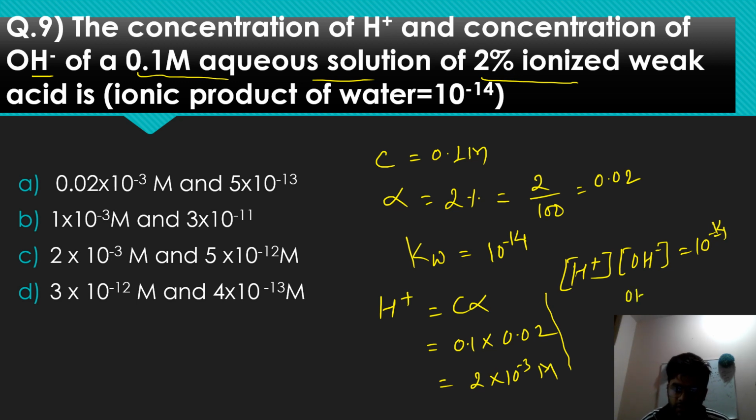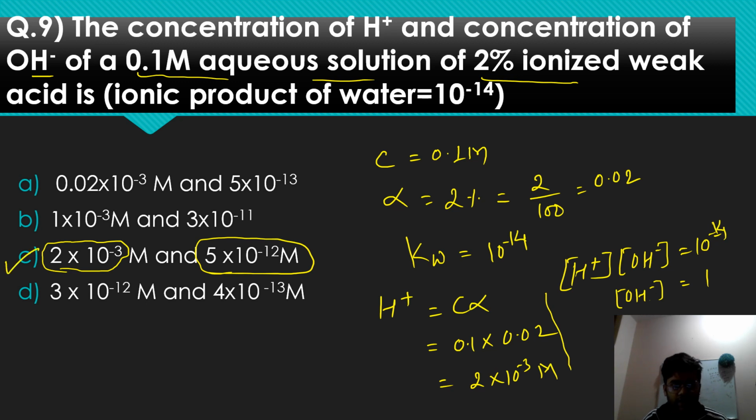Then we can calculate OH minus. For H plus equal to 2 into 10 to the power minus 3, OH minus will be 5 into 10 to the power minus 2. When we multiply H plus and OH minus, we get 10 to the power minus 14. Yes, minus 12, minus 3, minus 15. So the right answer is C.